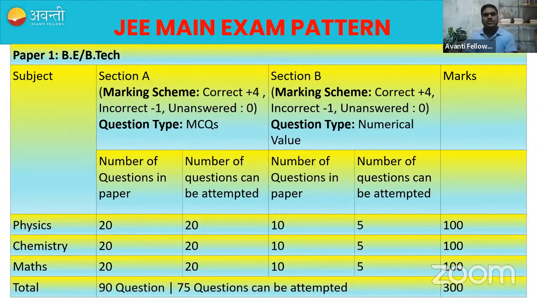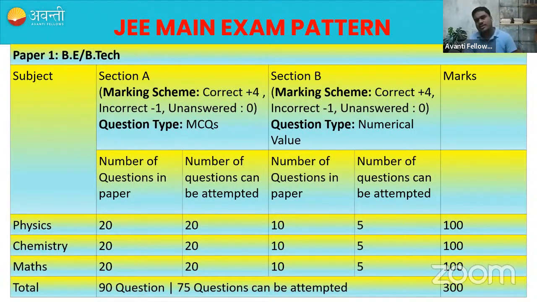Out of these 20, you have to attempt all 20 questions. No option is there, so you have to attempt all of them. Now, in section B, we have 10 questions from each subject: physics, chemistry, and maths. Out of these 10 questions, you need to attempt only 5, so that is 15 questions. So the total number of questions is 20 plus 10, 30, 30, 30. Total we have 90 questions, and out of 90, you have to attempt only 75. Section A is the compulsory part. You have to attempt all questions, but in section B, you have to attempt only 5 questions.